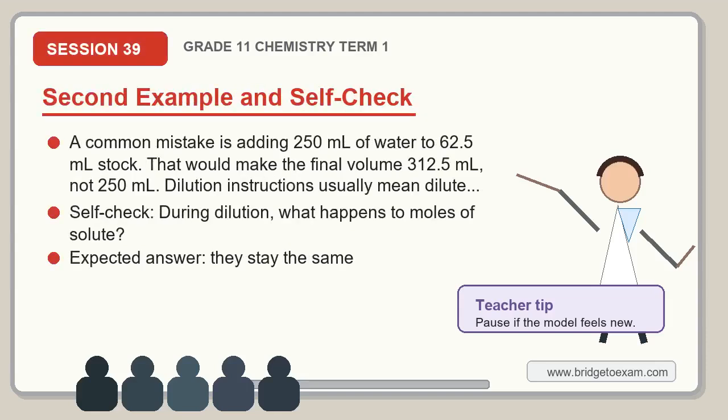Here is a second example. A common mistake is adding 250 milliliters of water to 62.5 milliliters stock. That would make the final volume 312.5 milliliters, not 250 milliliters. Dilution instructions usually mean dilute to the final volume.